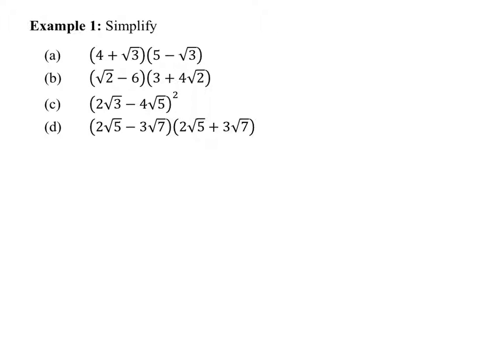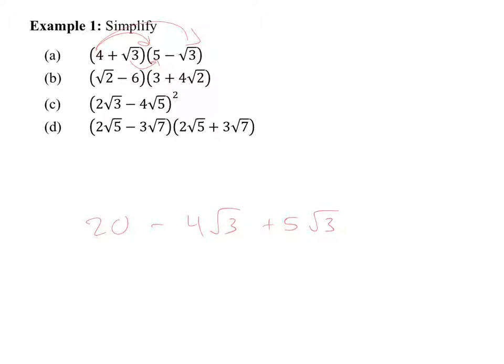For this first one, all I want you to do is FOIL it out like you would FOIL a binomial. Operate on the first one the same way you would on a standard binomial. So if we take a look at this, we've got 4 times 5 first, giving us 20. That's first. Outer, I've got 4 times negative root 3, so negative 4 root 3. Inner is going to give me root 3 times 5. When I do root 3 times 5, I'm going to get 5 root 3.